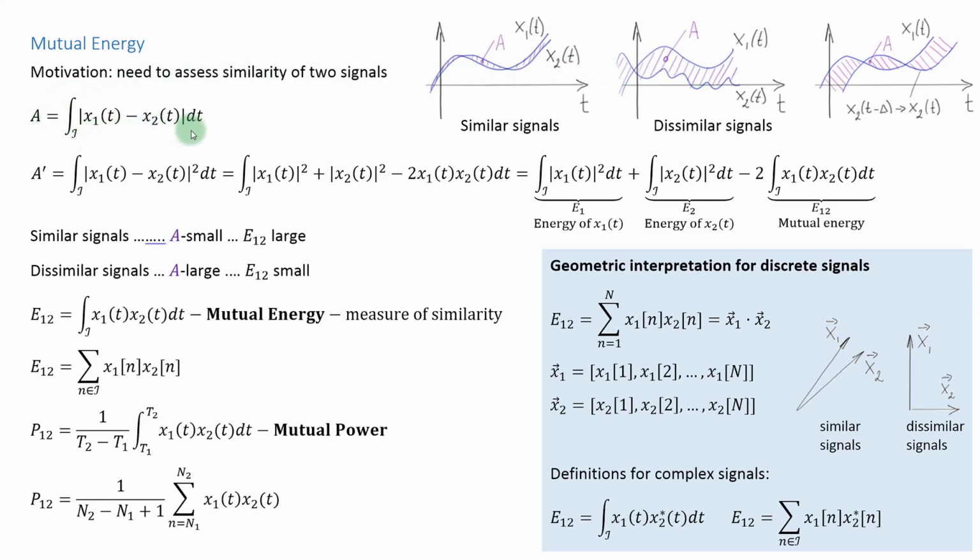This is a mathematical way how to express this area. What I do is that I take one signal, I subtract the other, I take the absolute value of the difference, and then I integrate within some chosen interval I. The resulting area A would be small if the signals are similar, and it would be big if the signals are different. So you could use this as a measure of similarity, but it turns out that when you start using it, the mathematics is not very nice.